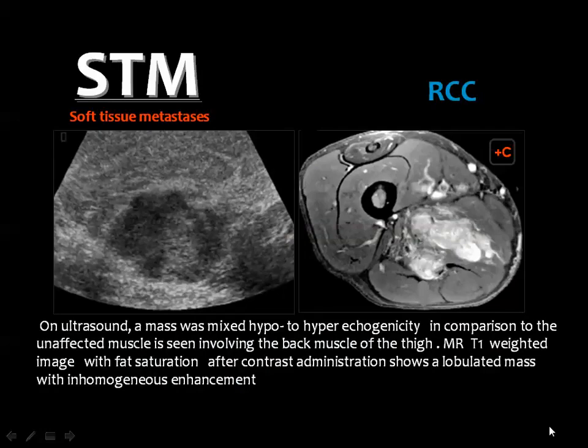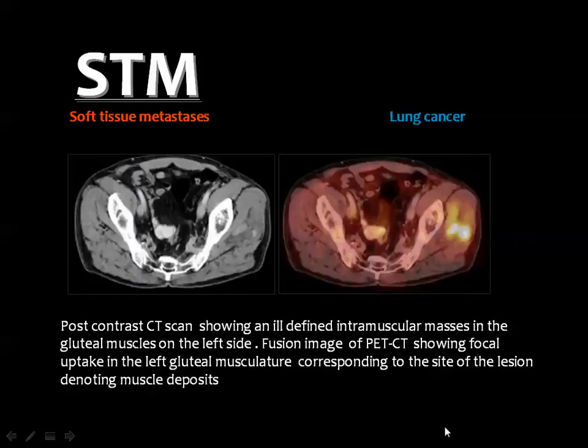Here you can see an example of a subcutaneous metastatic deposit in a patient with phylloides breast cancer. And this patient with renal cell carcinoma, you see by ultrasound a big mass in the posterior aspect of the thigh. After contrast enhanced MRI, you see heterogeneous enhancement. This is similar to any of the malignant lesions that have been mentioned before. But because of the presence of a known primary malignancy, you should think of the possibility of soft tissue metastasis.